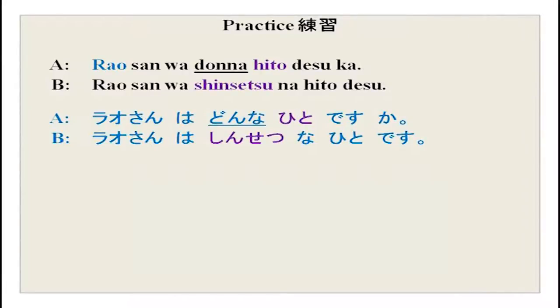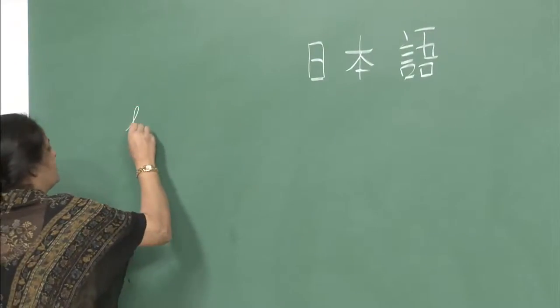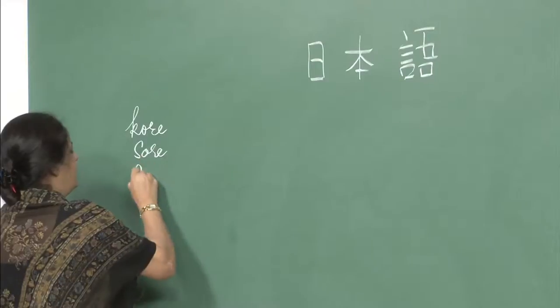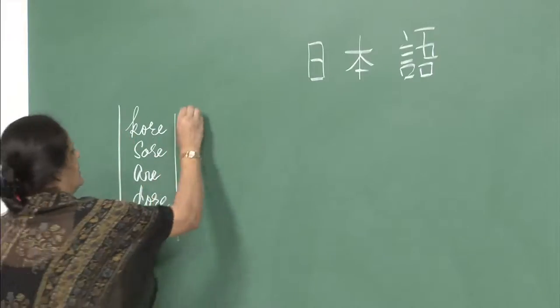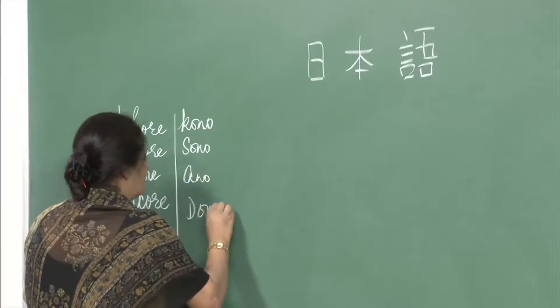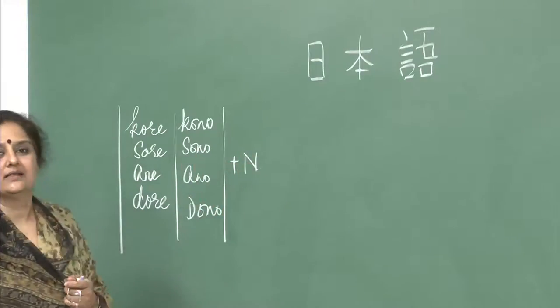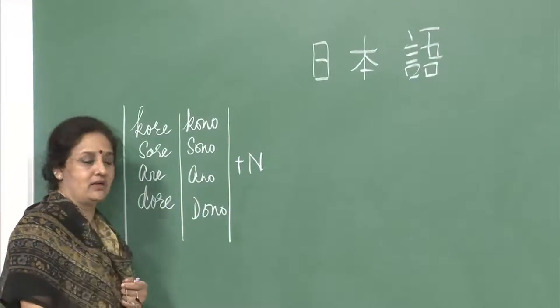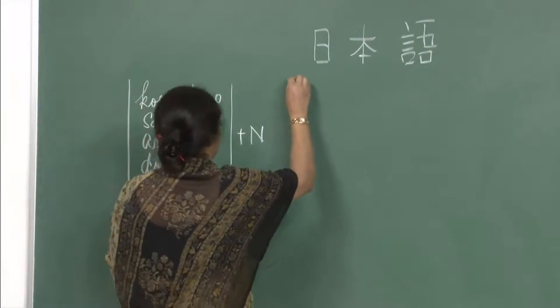Well, we just did this word. どんな? In one of the assignments, we have done the series kore, sore, are and dore. Kono, sono, ano and dono. With this, we use noun. この人は田中さんです。その人はマリコさんです。あの人は学生です。So, well, same series, but with a different meaning.